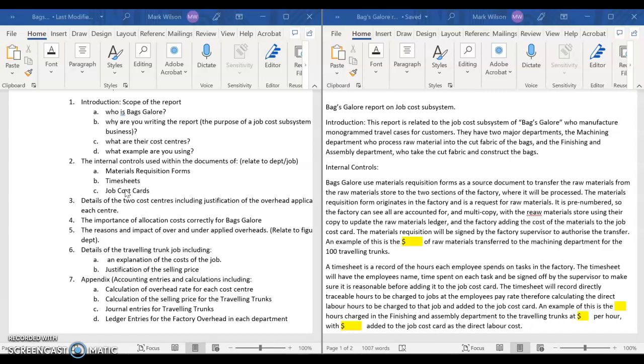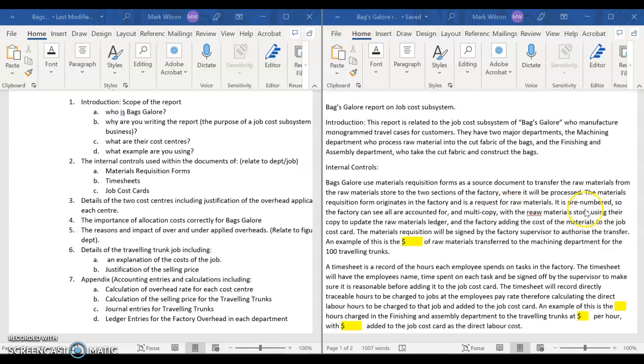So page 263, put your first tab there, and that's a materials requisition form. The materials requisition form, you've got to define it first. So it's just the first part. And I've said they use the Bags Galore name in there. It's for when source documents, when goods come out of the raw materials store and into the factory. And it's a bit of paper as evidence of that. And you can see that's here: a source document to transfer raw materials from the raw materials store to two sections of the factory, that's the finishing, assembly, and the machining.